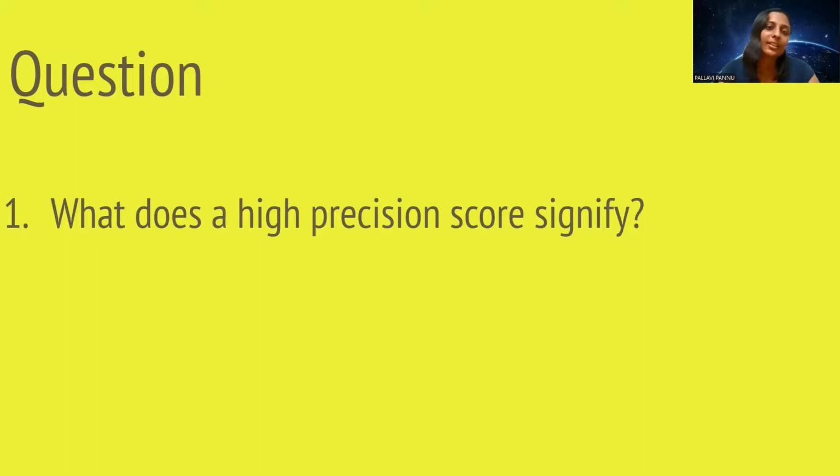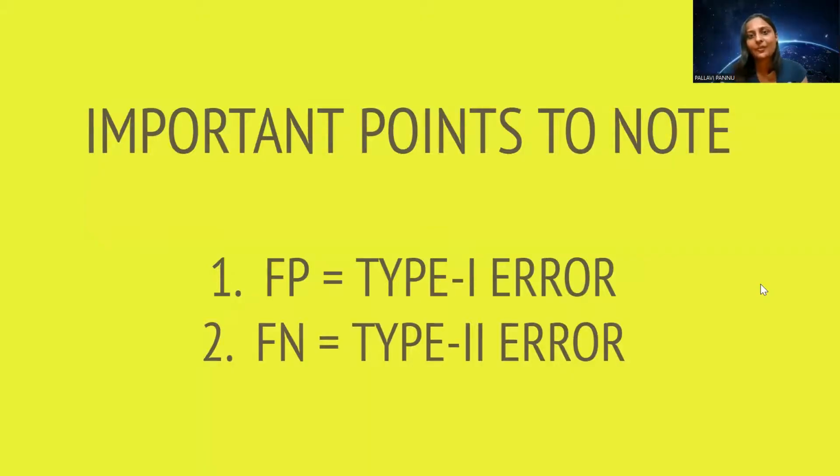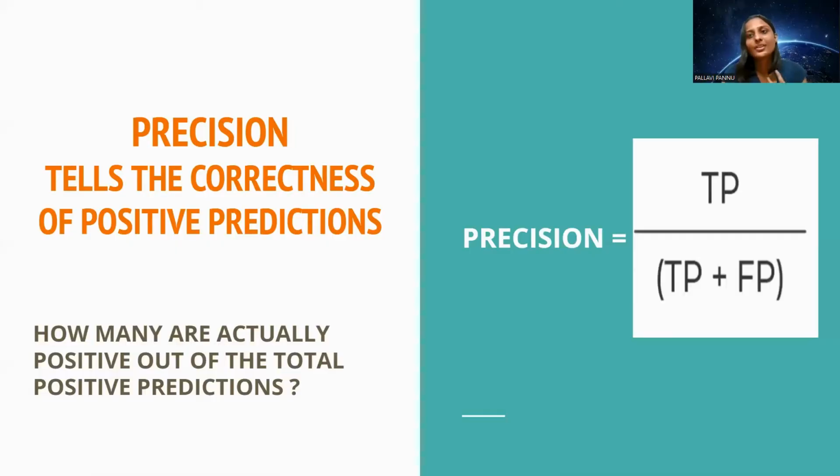So you have to check the formula. The formula says it is the true positive divided by TP plus FP. We want the precision to be high, right? So what we want is false positive to be low. False positive is your type 1 error. So precision is focusing on type 1 error, right? So if your model is good, it has a precision score of 1. 1 is the best. So if it is approaching 1, yes, your model is performing well.